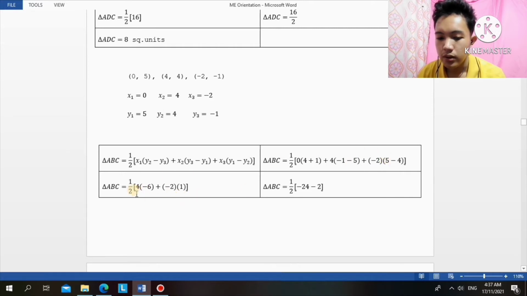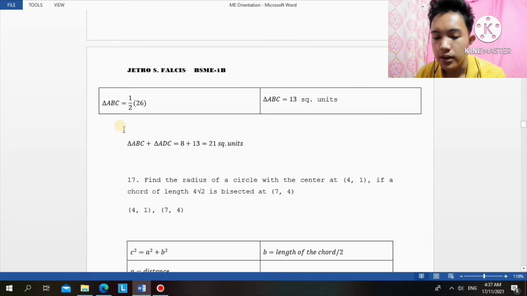So, our equation will be area of triangle ABC is equals to 1 half times 2, 4 times negative 6 plus negative 2 times 1. So, negative 4 times 6 is equals to negative 24. So, negative 2 times 1 is equals to negative 2. Our equation will be area of triangle ABC is equals to 1 half times 26. So, 26 over 2 is equals to 13 square units. So, the area of our triangle ABC is equals to 13 square units.